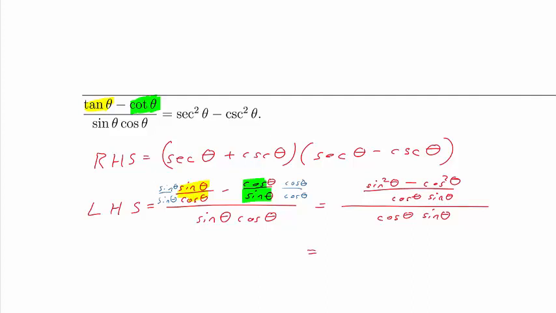For those of you who are looking ahead anyways. Alright, so what we're going to do is we're going to multiply top and bottom of the bigger fraction by sine theta times cosine theta. So again, sine theta, cosine theta. And note that up in the top expression, this guy here cancels with this guy here.